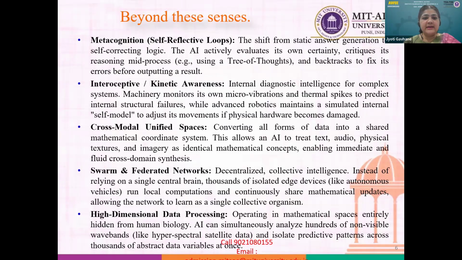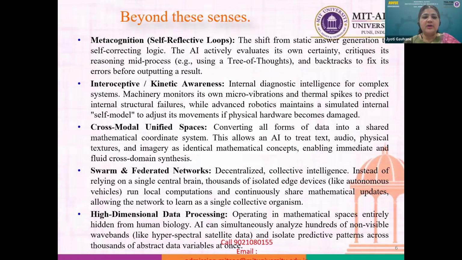The second is kinetic awareness, internal diagnostic intelligence for complex systems: machinery monitors vibrations with respect to different parameters, thermal spikes, and structural failures. Obviously, the self-model is going to do this with the help of artificial intelligence. But based on the context and the situations, we need to adjust the movements if the physical hardware becomes damaged. Ultimately, whatever system we are creating, human intelligence is going to check whether it is right or wrong.